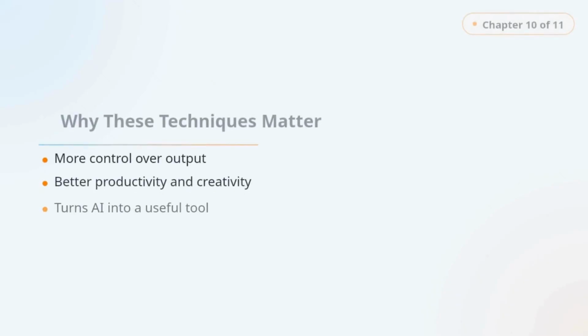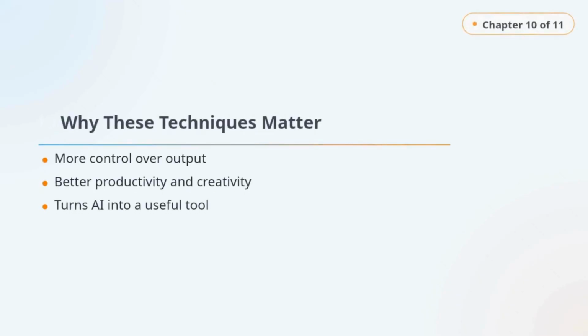These techniques matter because AI quality is not fixed. It depends heavily on how you ask. When you use role, steps, examples, structure, constraints, iteration, and chaining, you gain much more control. That means better productivity, clearer writing, and stronger creative results.